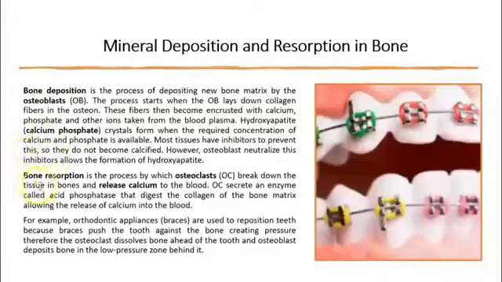Mineral resorption is the process of dissolving the bone, and the cell that is responsible for that is going to be the osteoclast. And this is necessary, for example, when we need to have calcium available in our body. The nerves, for example, need calcium in order to function.